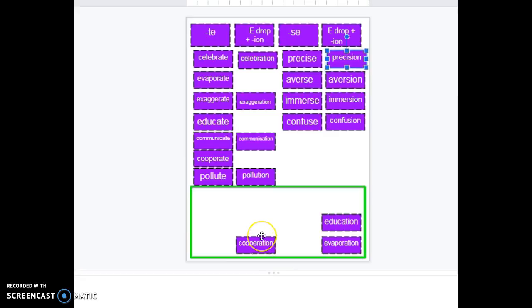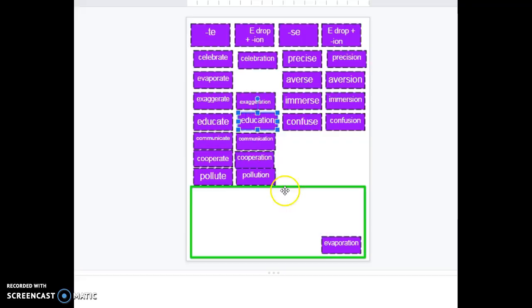I have cooperation. I notice that ends in T-I-O-N, so I'm going to buddy that up with cooperate. Education has T-I-O-N. I see its buddy word up there, educate. And then our last word, evaporation, we go to T-I-O-N, evaporate, evaporation.